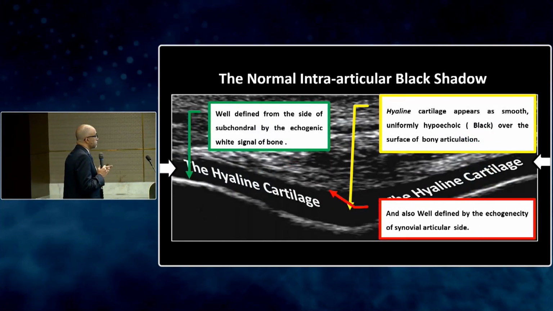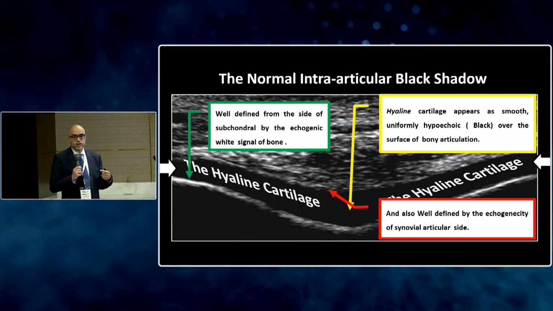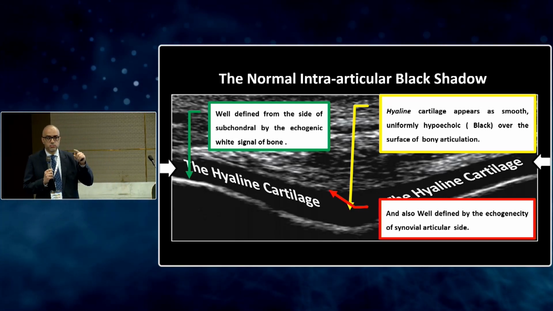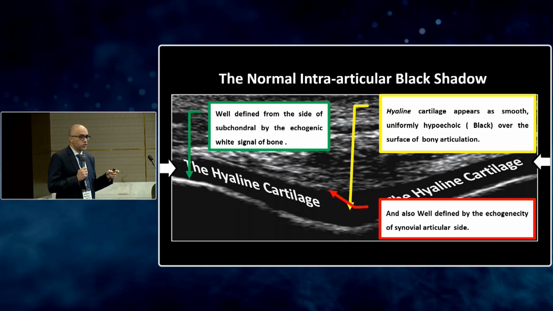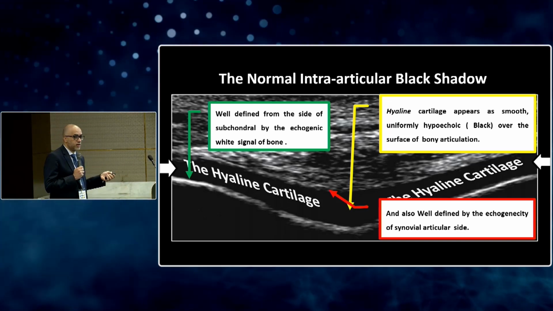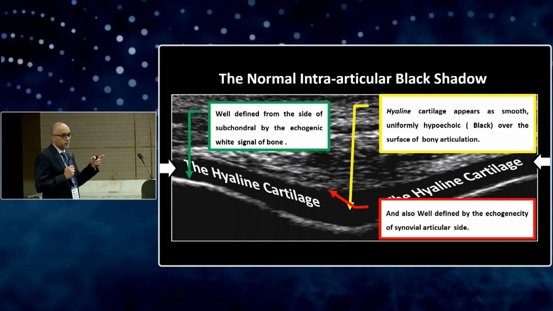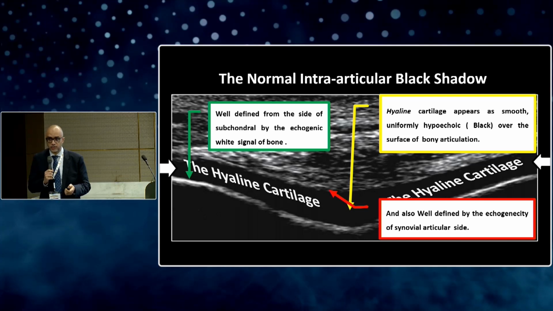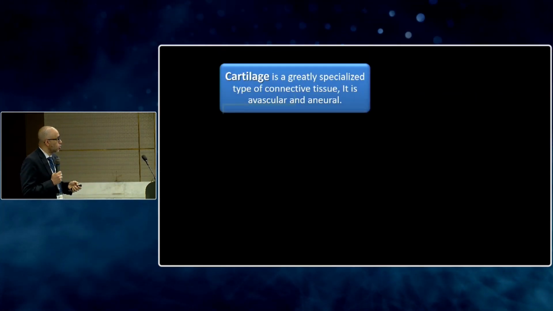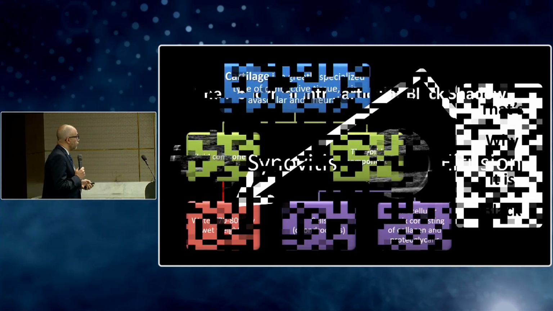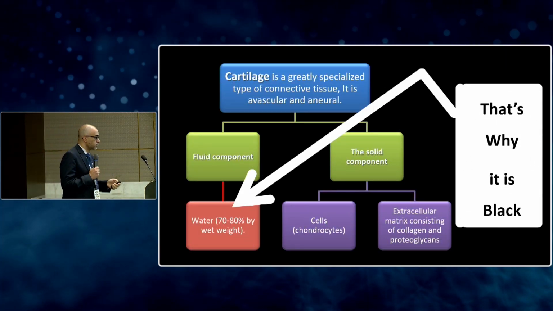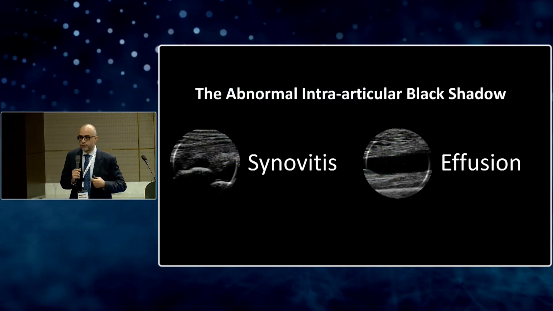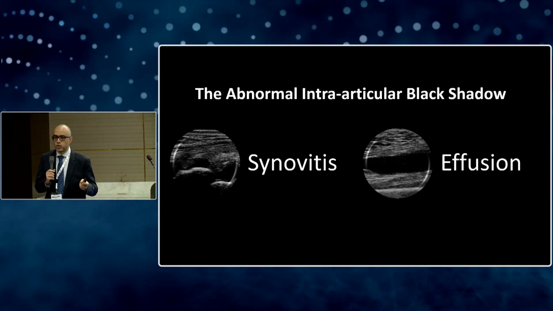This defines the most hypoechoic or anechoic normal structure inside the joint, which is the hyaline cartilage. Hyaline cartilage is defined by homogeneous anechogenicity or hypoechogenicity, or in other terms a black intra-articular shadow, covering the articular plate with well-defined differentiation from the synovial side and the bone side. That happens due to the high water content, over 70% water, with a small amount of cells and collagen fibers.